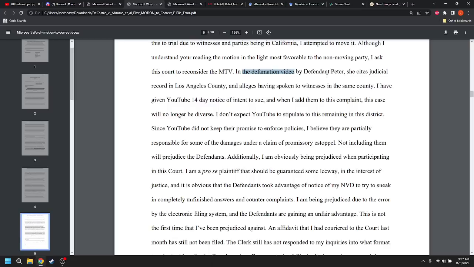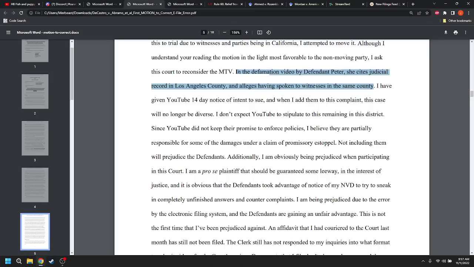Oh, okay. She cites judicial record in Los Angeles County and alleges to having spoken to witnesses in the same county. Yes, Los Angeles County is not Southern District of California. So you're still not alleging. First of all, you should have alleged that in the initial motion. In your initial motion to transfer venue, you should have alleged that. You knew it, you didn't allege it, you suck and you fail.